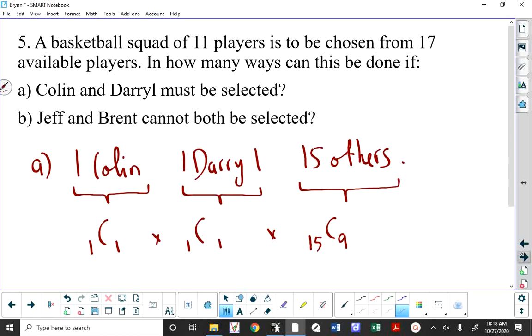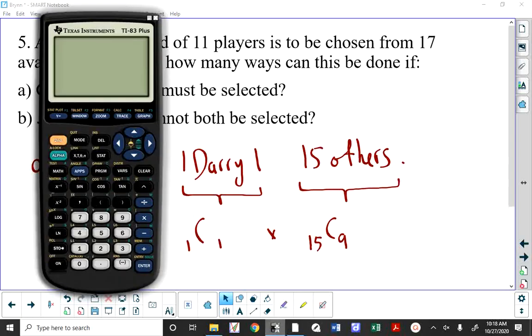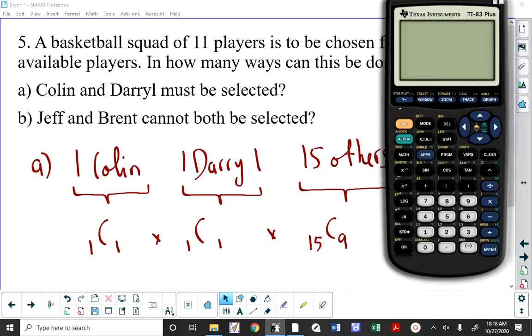And I'm going to actually calculate this because I want to talk about a slightly different way to imagine what's going on with this question.